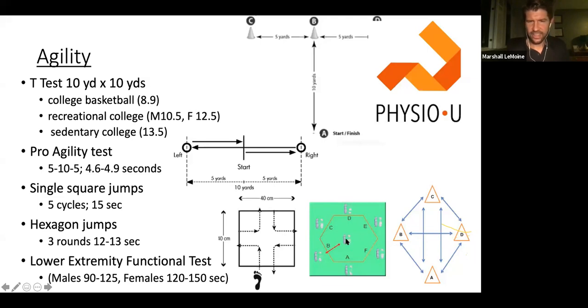Hexagon, your 6 sides. It's kind of very similar. In, out, in, out, in, out. This is 2 feet, and they're just doing like a clock, in and out, doing full round. They should be able to do that in 12 to 13 seconds.